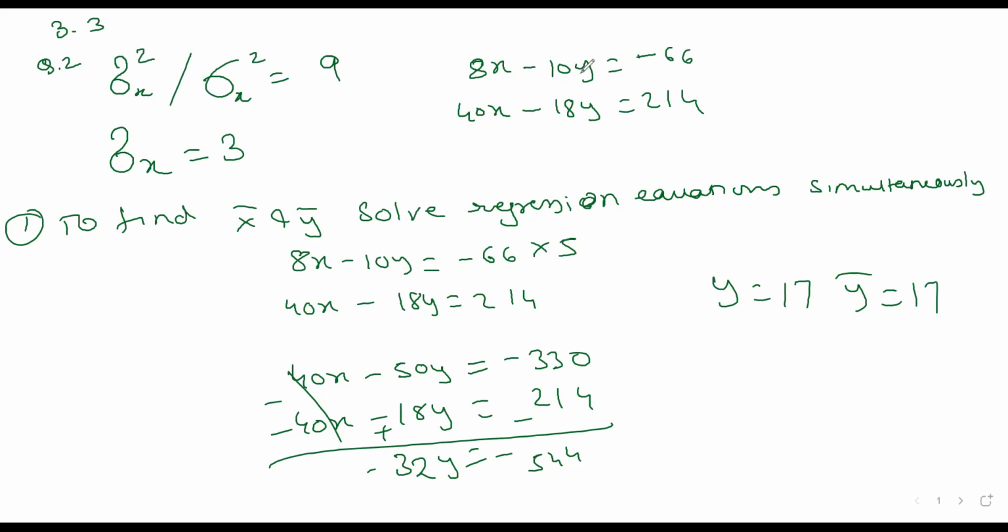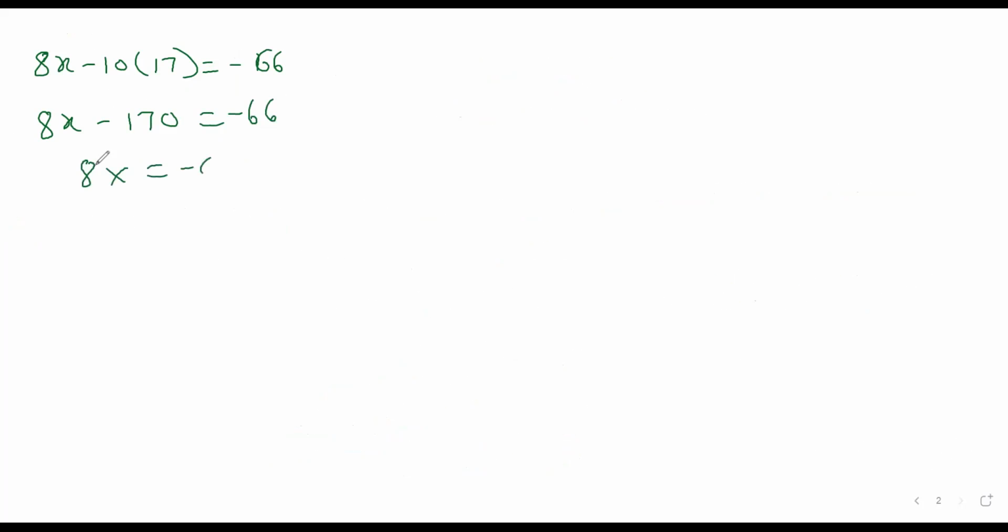We need to find out x. So I'll put this value of y in any one of the equations. So 8x minus 10 into 17 = minus 66. 8x minus 170 = minus 66. 8x = minus 66 plus 170.